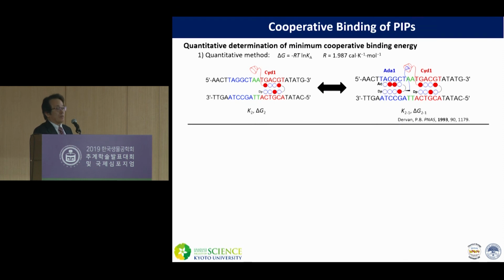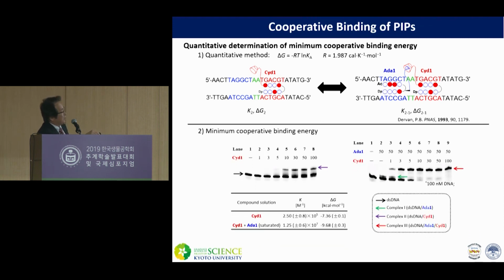We estimated the cooperativity using the melting temperature and also gel shift, shown here. This is a complex formation of the monomeric part. If we use both of them, you can see at much lower concentration, we can see the complex formation, clearly indicating that both polyamides cooperatively bind to the target strand. And we calculated the cooperative energy as minus 2.3 kcal, which is about the same as the natural transcription system.